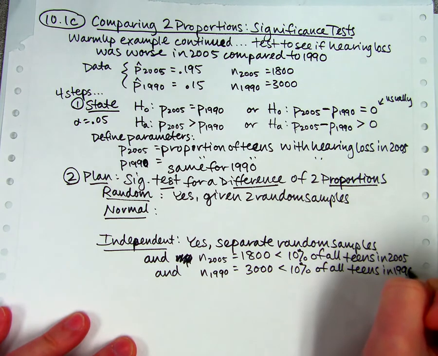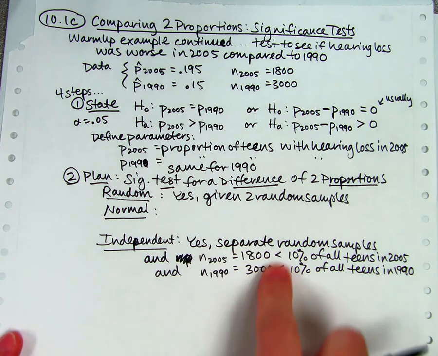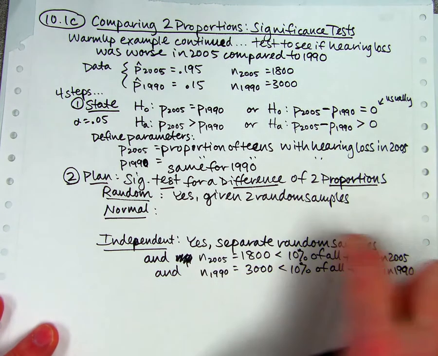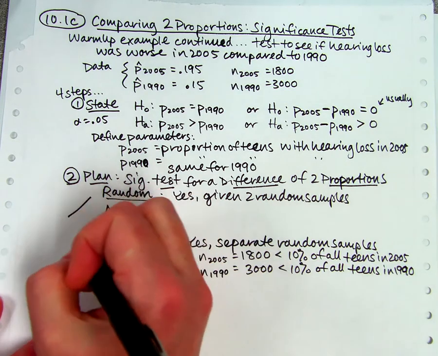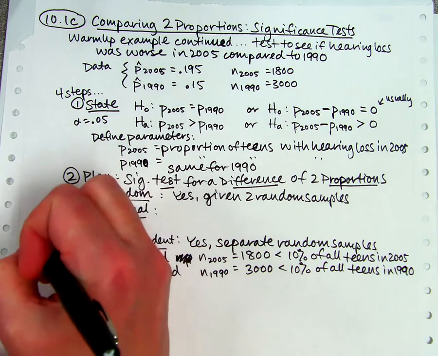So I realize you did that part in the warm-up, but I'm emphasizing that yes, you need the numbers, yes, you need the populations, you also need the separate random samples, so this is complicated, but these two pieces are the same as for confidence intervals.